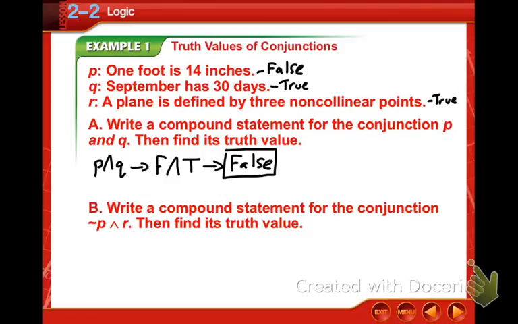Part B wants us to do not P, so we're going to change the value of P from false to true. So not P would be 1 foot is not 14 inches, and a plane is defined by 3 non-collinear points. So not P and R. Again, P was false, so not P is true, and R, we said earlier, was true. So true and true. Everything's true. The whole thing is true.